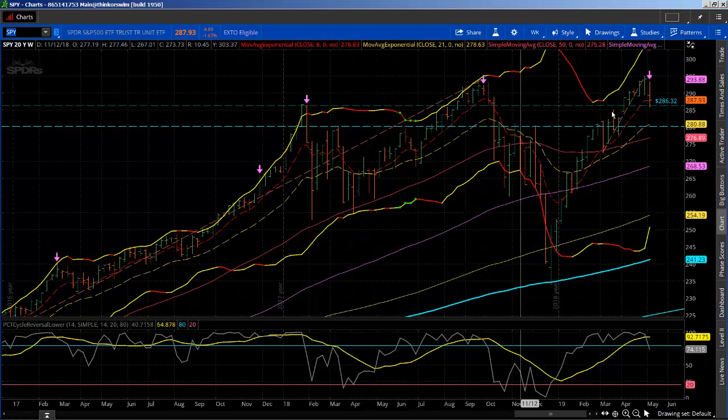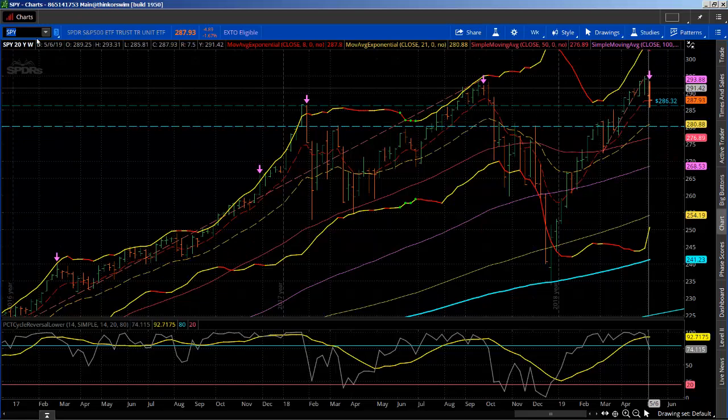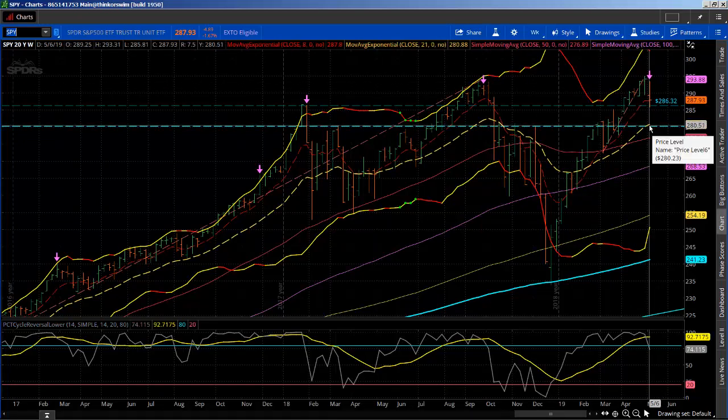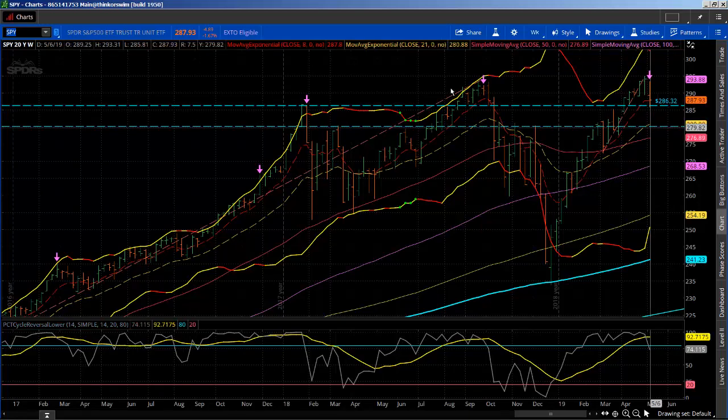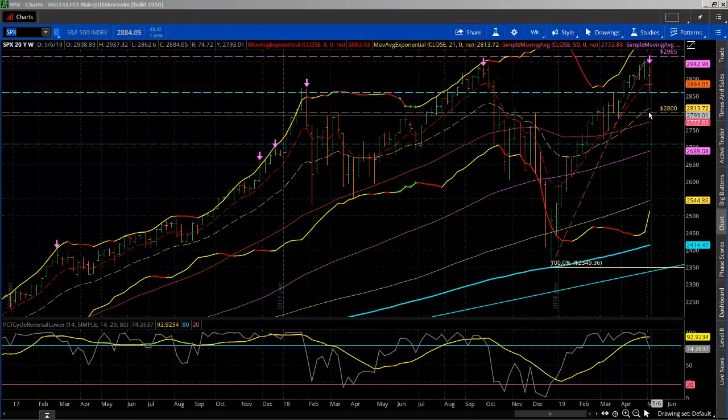So this is a weekly chart. So the next level is 280. All right, so that's going to be the same if we look at SPX. So let's take a look. SPY, next target will be right here at 280 if it breaks 286. And for SPX, it's going to be 2800. So let's take a look at that. So on SPX, it's 2800.